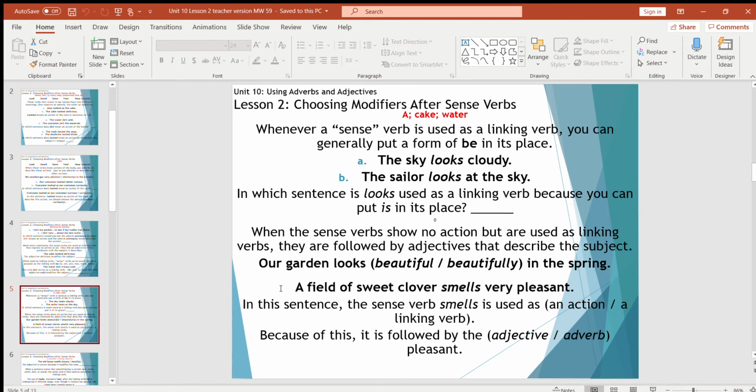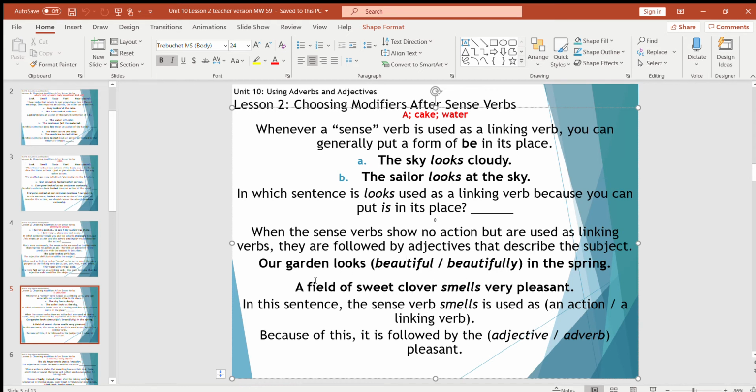When the sense verbs show no action, but are used as linking verbs, they are followed by adjectives to describe the subject. So our garden looks beautiful or beautifully in the spring. If our verb is looks, it's either that the garden is physically looking around at something and doing it in a beautiful way, or it's just that the garden is beautiful. So which one is it? It's our garden is beautiful, right? It's not looking around in a beautiful manner, so beautifully, not an adverb.